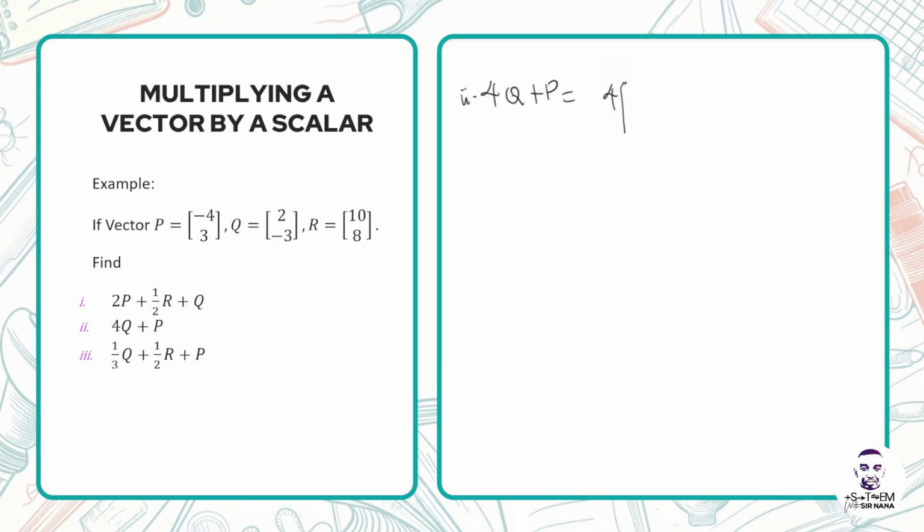We know that our q is (2, -3), and then we have plus our p, which is (4, -4, and then 3) from our question. So this implies that we can write it this way as well.